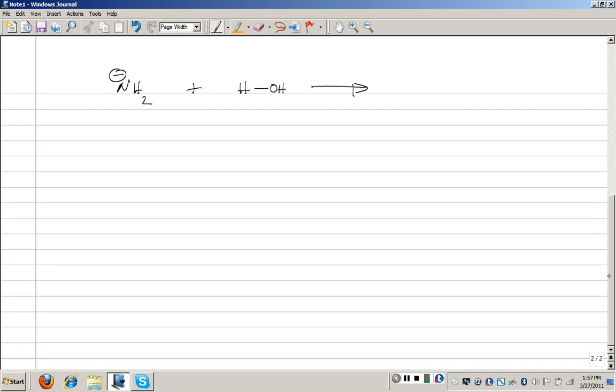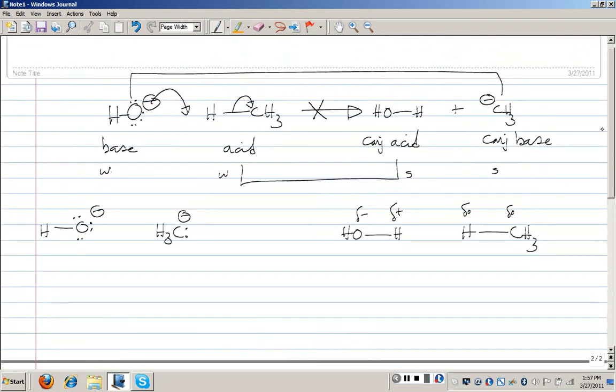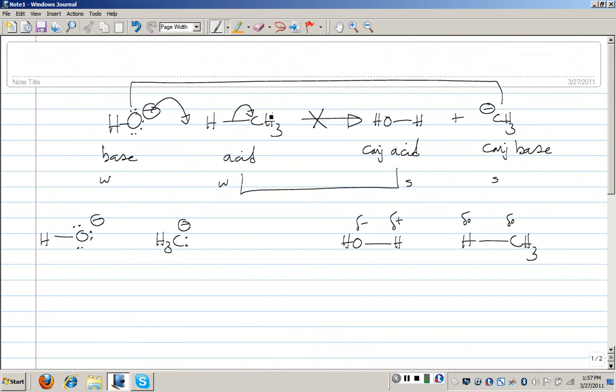Now, in the previous example, it was really a done deal because the methane could not possibly function as a base. Why not? Because it had no lone pairs or pi pairs. So if anything was going to happen, hydroxide would have to be the base, this would have to be the acid. So there was no issue there.